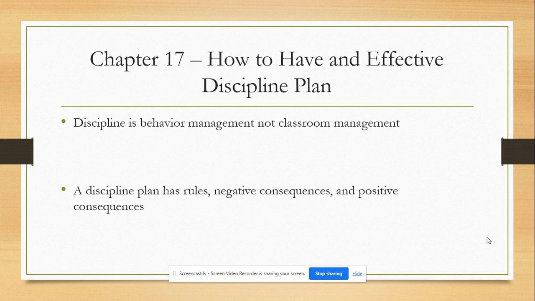Chapter 17: How to have an effective discipline plan. Discipline is behavior management, not classroom management. A discipline plan has rules, negative consequences, and positive consequences. Rules are what students are expected to follow. Negative consequences are what happens to students if rules are broken, and positive consequences are what students receive for appropriate behavior.